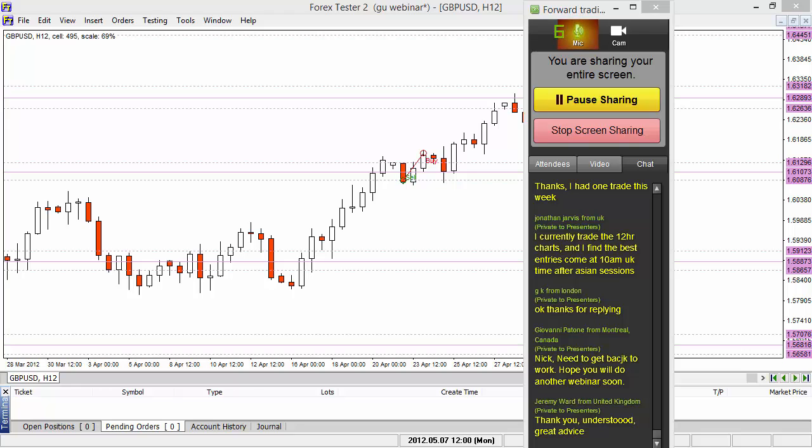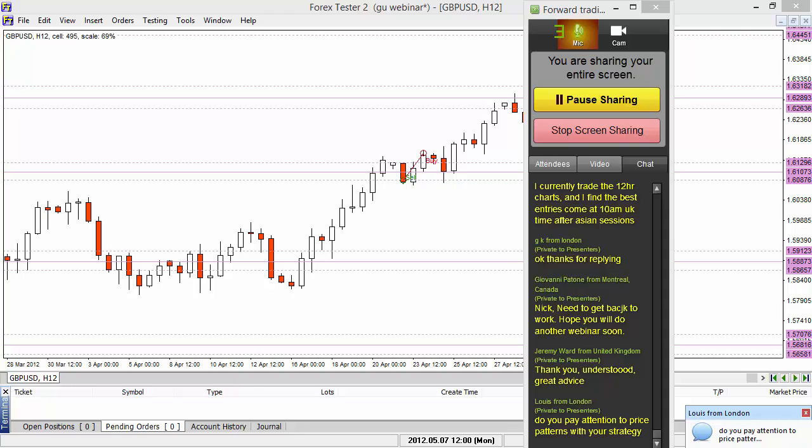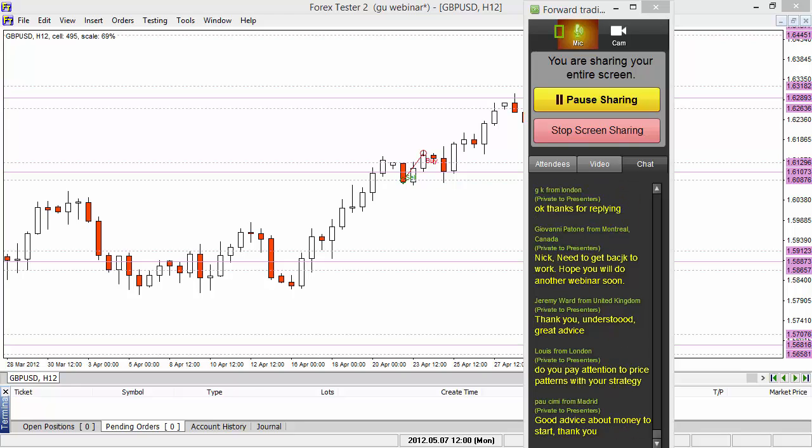You currently trade the 12-hour chart. You find the best entries come at 10 a.m. UK time after the Asian session. Yeah, it actually depends. It depends from year to year. Sometimes you'll get your best entries at 7 a.m. and sometimes you'll get them mostly around 7 p.m. It just depends on the year. Forex is very strange like that.